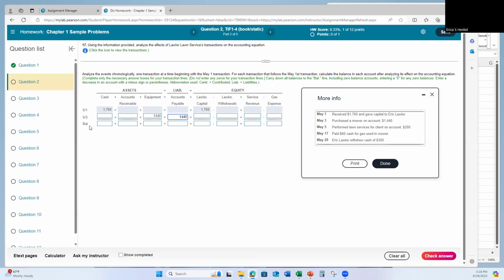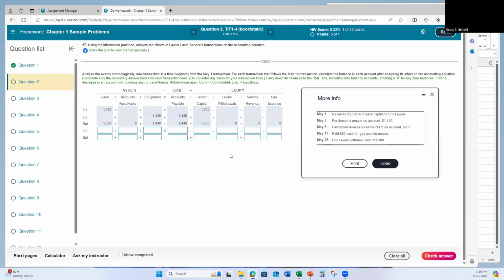Now, they're asking us to balance this out. So we're going to say, all right, what were our balances for each of these accounts now after these two transactions? So we had $1,700 in cash. We had no receivables, $1,440 in equipment, $1,440 in payables, $1,700 in owner's equity. We've had no withdrawals, no revenues or expenses so far.